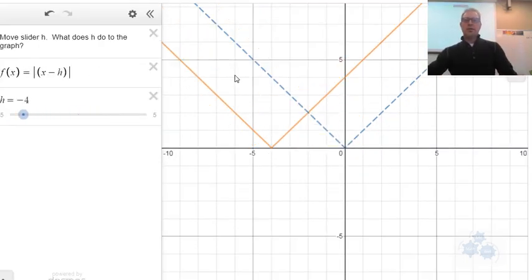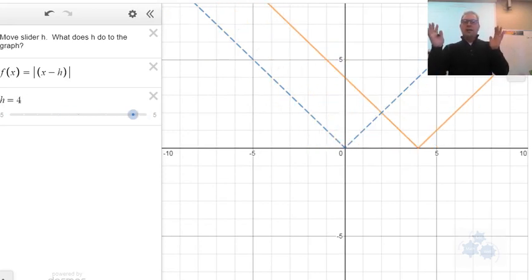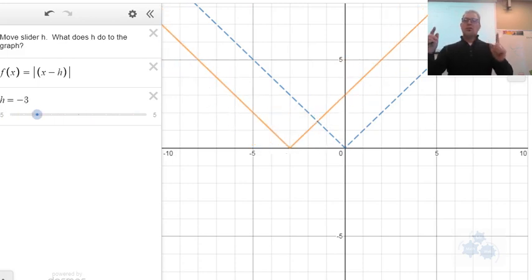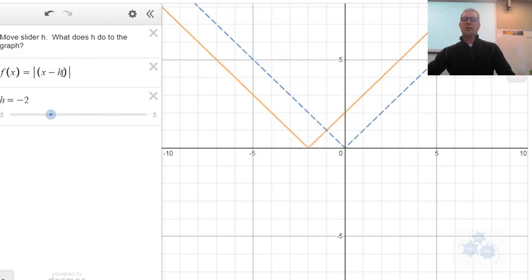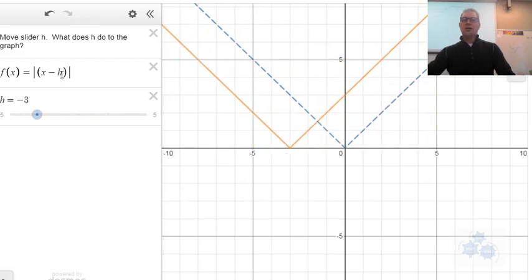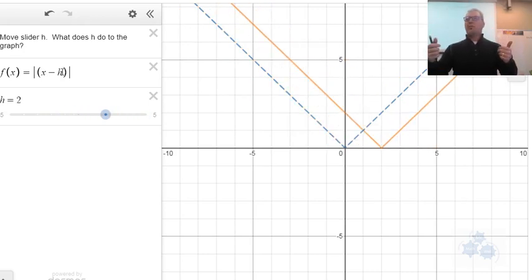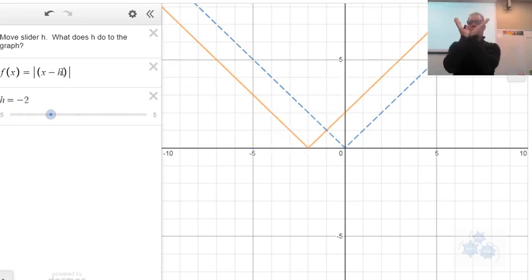This blue dotted graph is the y, or f of x, equals absolute value of x, right? We should know that by now. And the h value is tucked right inside there with the x, and as h changes, it moves the graph horizontally. Okay? That's what h is. And we started off with h and k because the shape is not changed, it's just the whole graph moves.